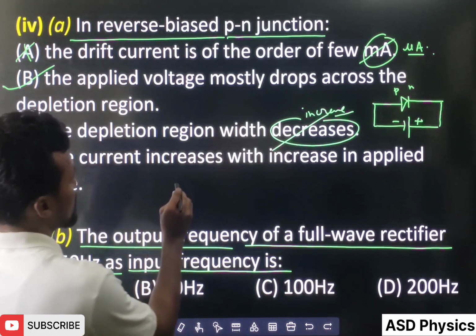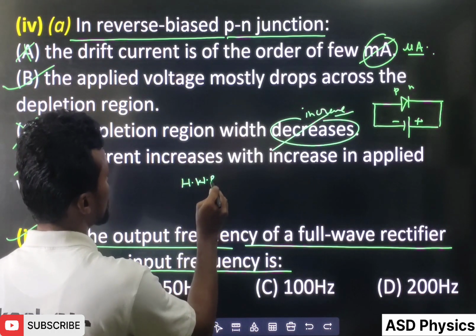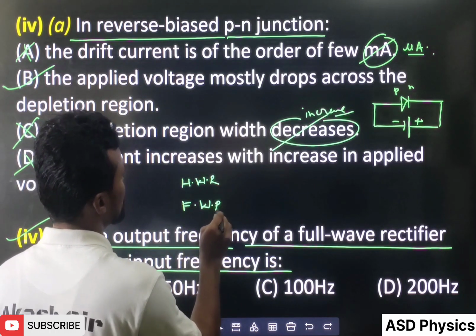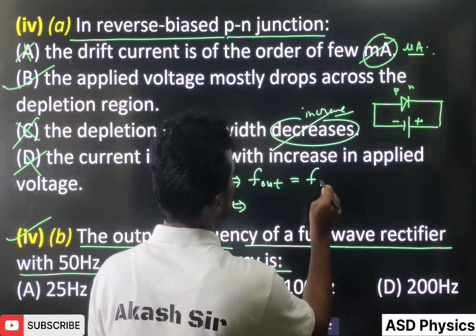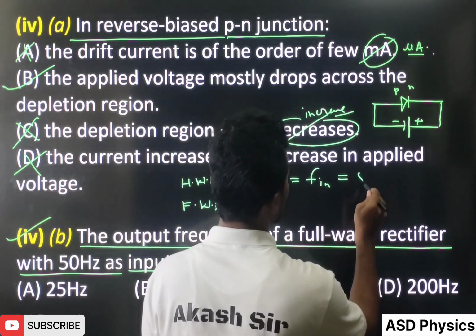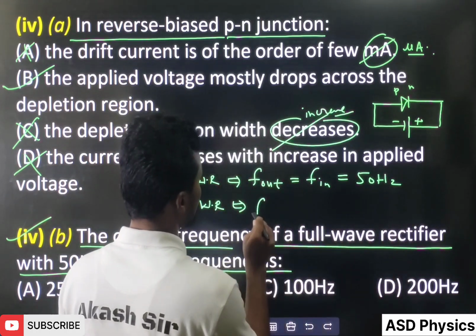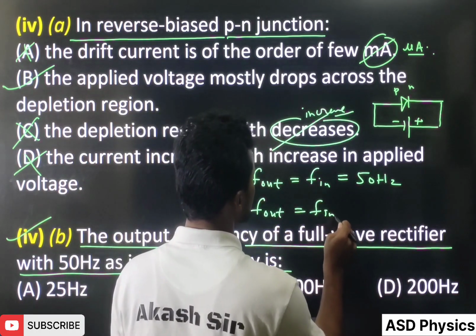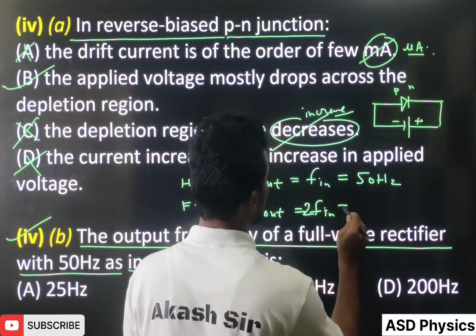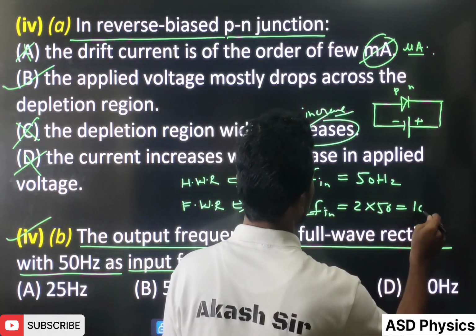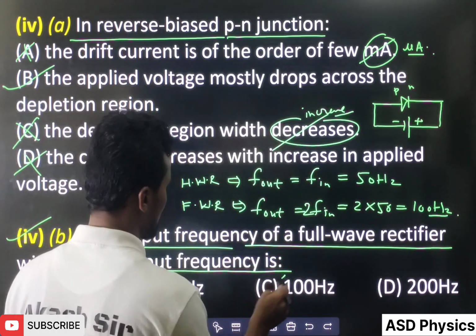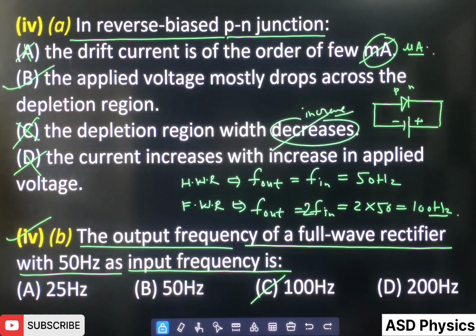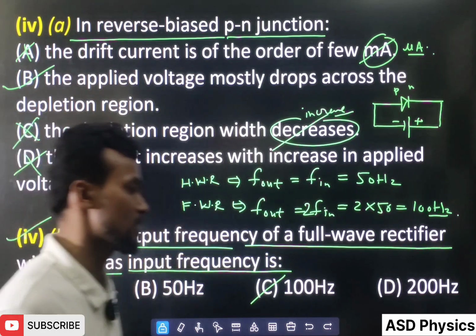Okay, so remember that here 2 rectifiers are there, half wave rectifier and full wave rectifier. In a half wave rectifier, the output frequency, or we can say ripple frequency, is equal to the input frequency. That means 50 Hz. But if we talk about the full wave rectifier, output frequency will be twice the input frequency. That means 2 into 50, and it will come 100 Hz. Remember that. They are telling full wave rectifier. Which option is correct here? The correct option is option C. In full wave rectifier, the ripple output frequency is twice the input frequency. Answer is 100 Hz. Okay, students.